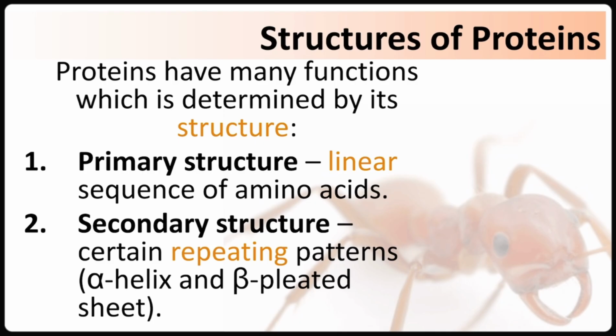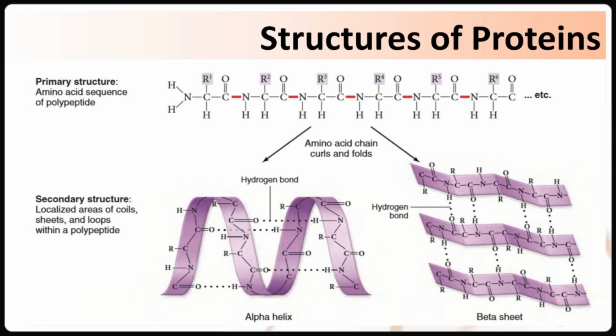So we have four structures of proteins. First one is the primary structure or the linear sequence of amino acids, and the secondary structure, which is certain repeating patterns. We have the alpha helix and the beta pleated sheet. Now, the primary protein structure, as you can see in the picture, is the linear sequence of amino acids joined by peptide bonds. Remember that? Peptide bonds, like beads on a string, and this order determines how the protein will fold.